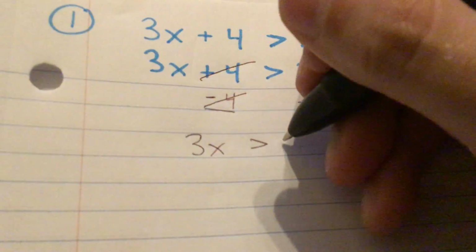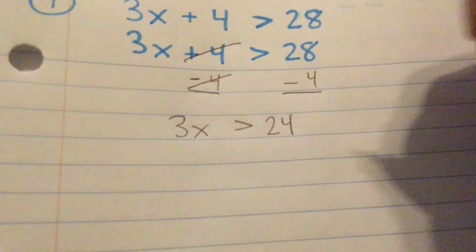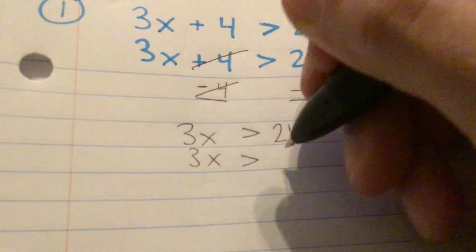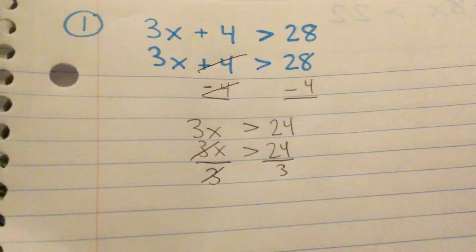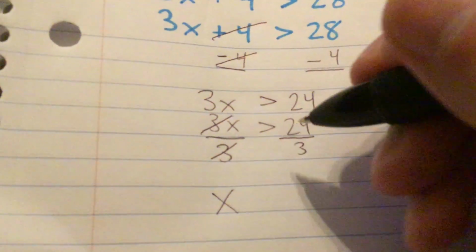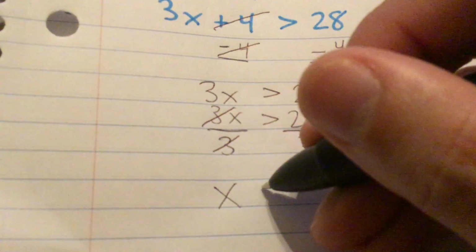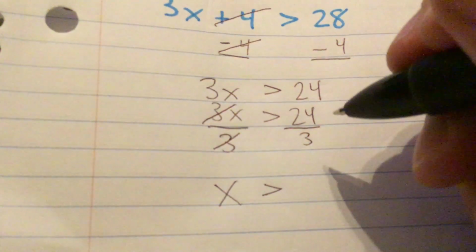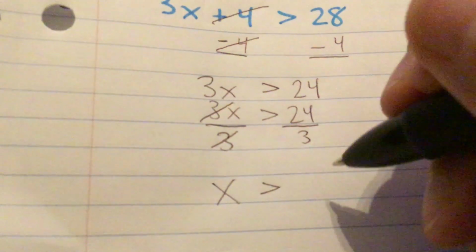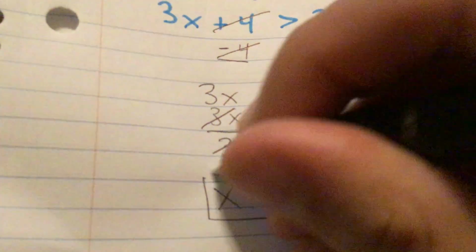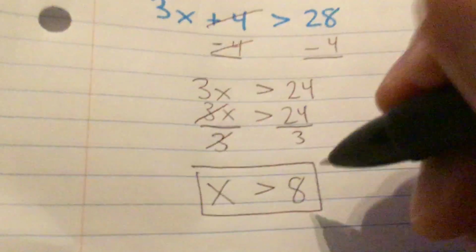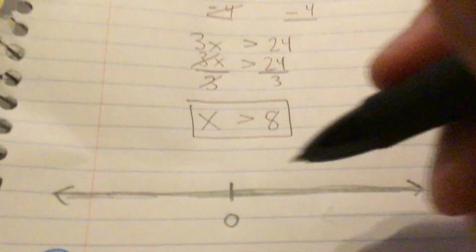28 minus 4 would be 24. And now I need to solve for x by dividing both sides of the inequality by 3. That cancels out. And now I'm left with x. Dividing both sides by 3, that means it is still greater than. It has no impact because I divided both sides by a positive. And 24 divided by 3 is 8. So the solution set is x is allowed to be any real number as long as it is greater than 8.